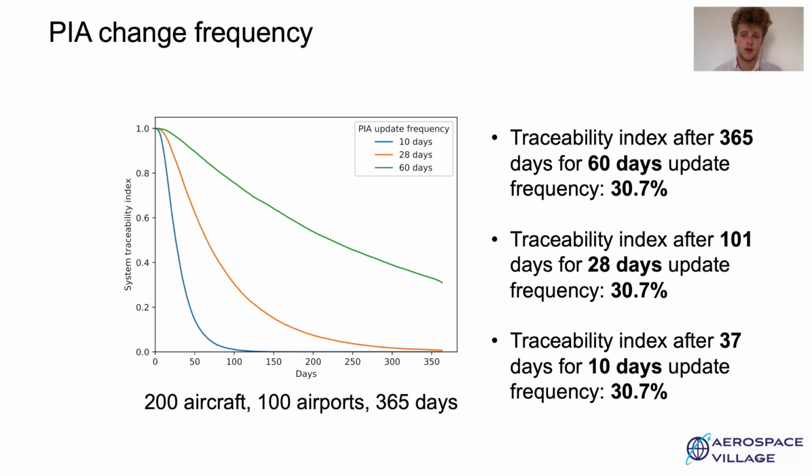So we see that after a year, the traceability index of the 60 days frequency update is at 30%, whereas the same score is reached after only 101 days and 37 days for the 28 and 10 days PIA update frequency. So updating the aircraft PIA as often as possible gets the best privacy for the system.